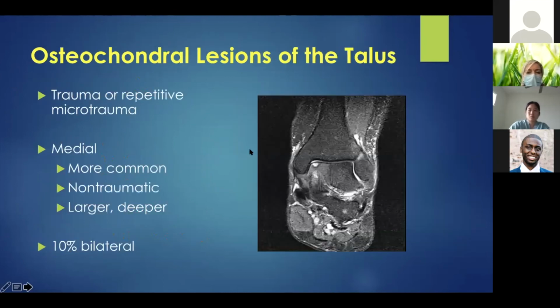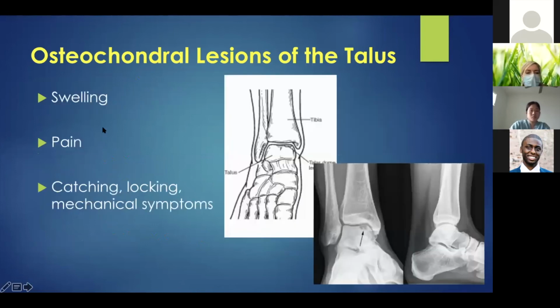Osteochondral lesions of the talus usually are from trauma or repetitive microtrauma. Medial tends to be more common, larger, deeper. The book talks about non-traumatic sources as causing this, but now we're thinking all of these may be from some type of microtrauma we just may not know about. 10% are bilateral. Again, causing swelling, pain, and also catching, locking, and really mechanical symptoms.